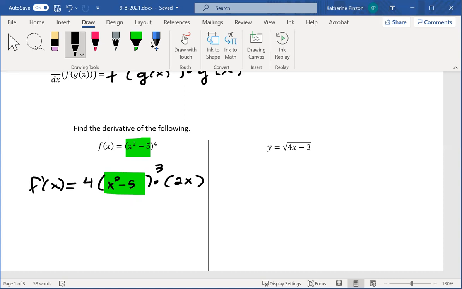Inside function is 4x minus 3. Yep. The outside is the square root. How do we take the derivative of square root of something? Make it to the 1/2. Yeah, good. So in this second example, my inside piece is that 4x minus 3, and my outside is the 1/2.